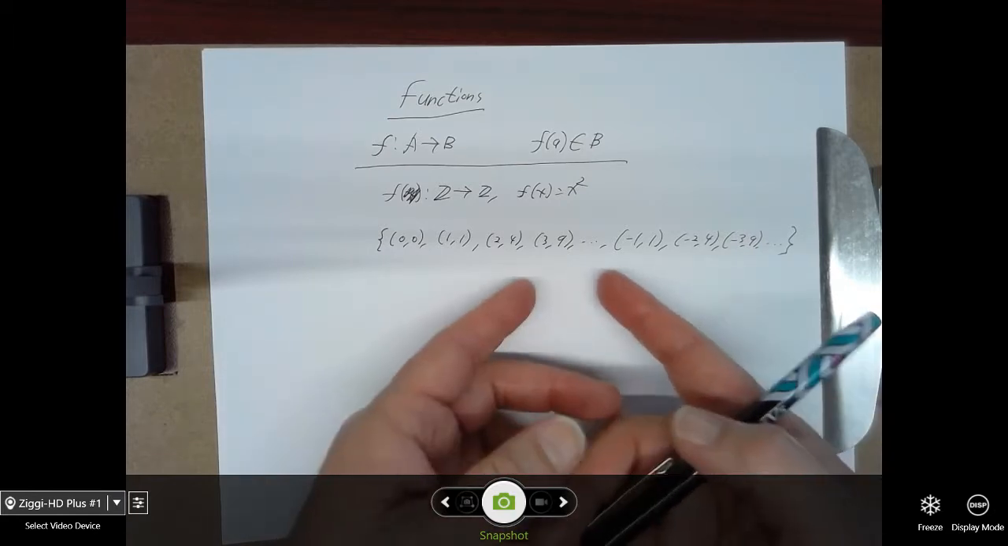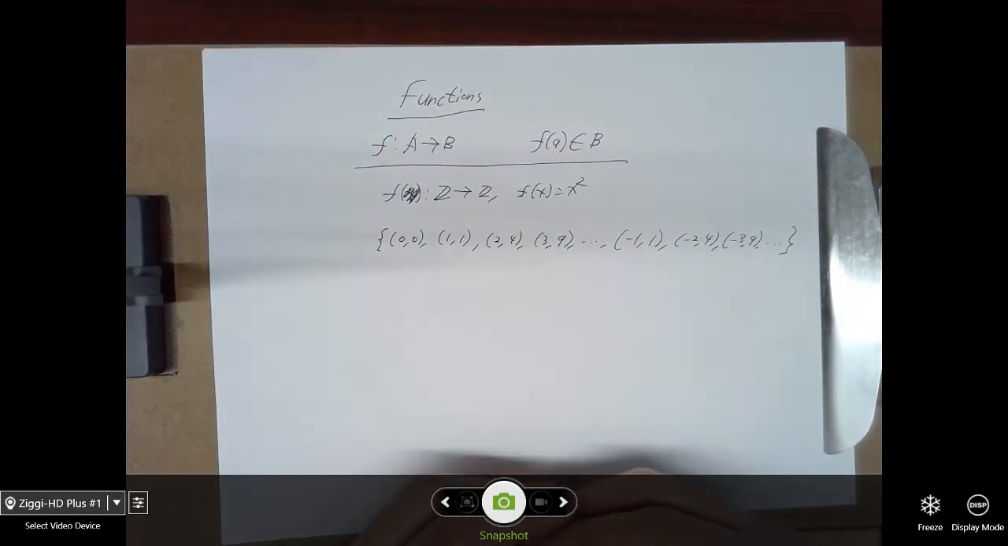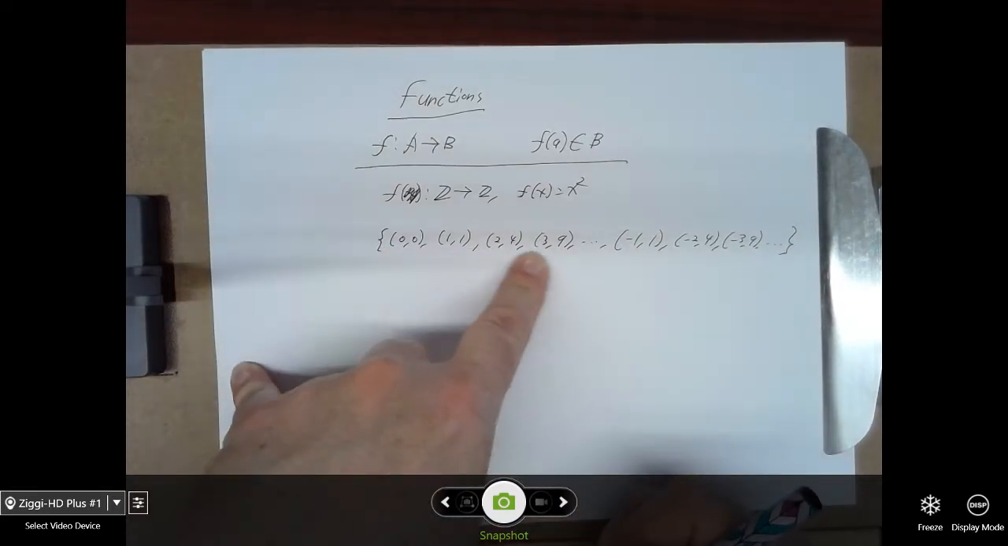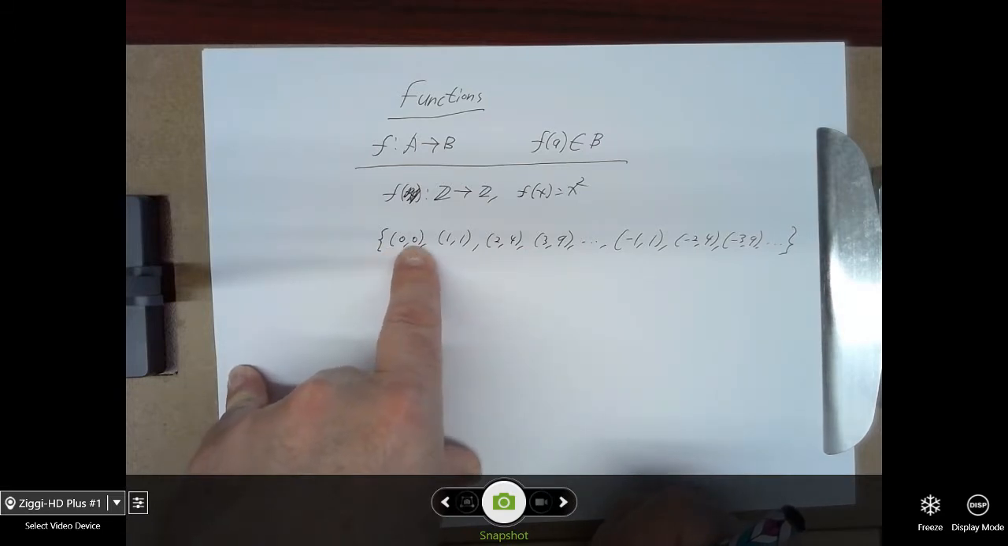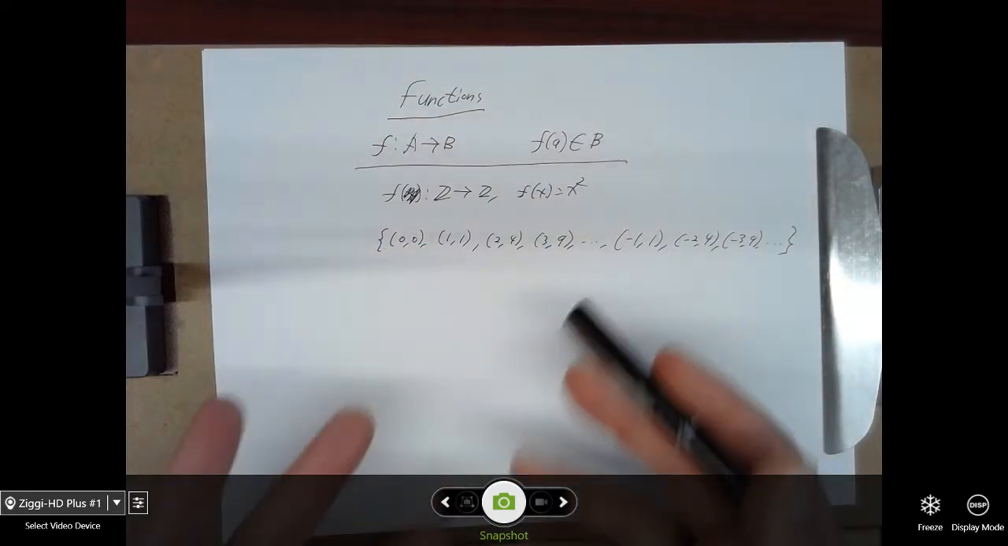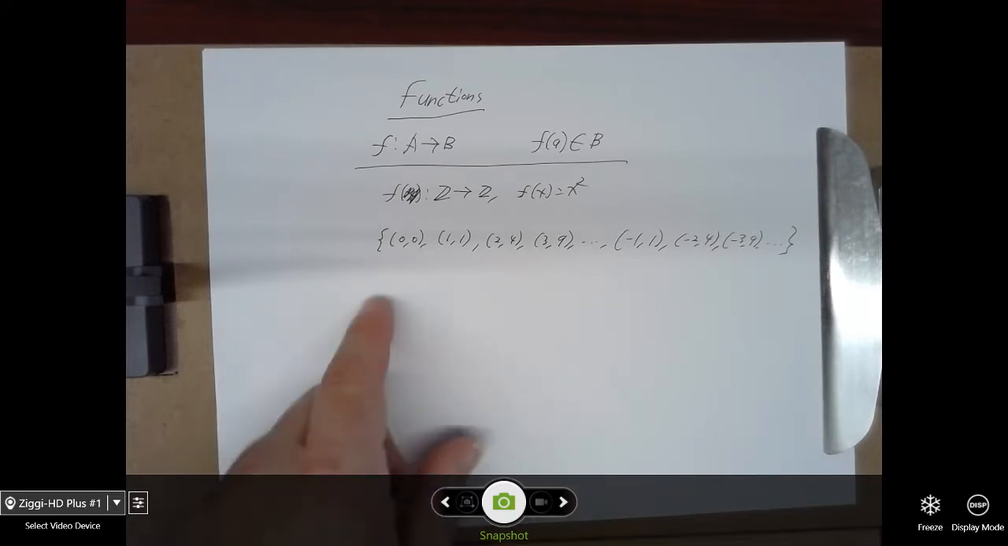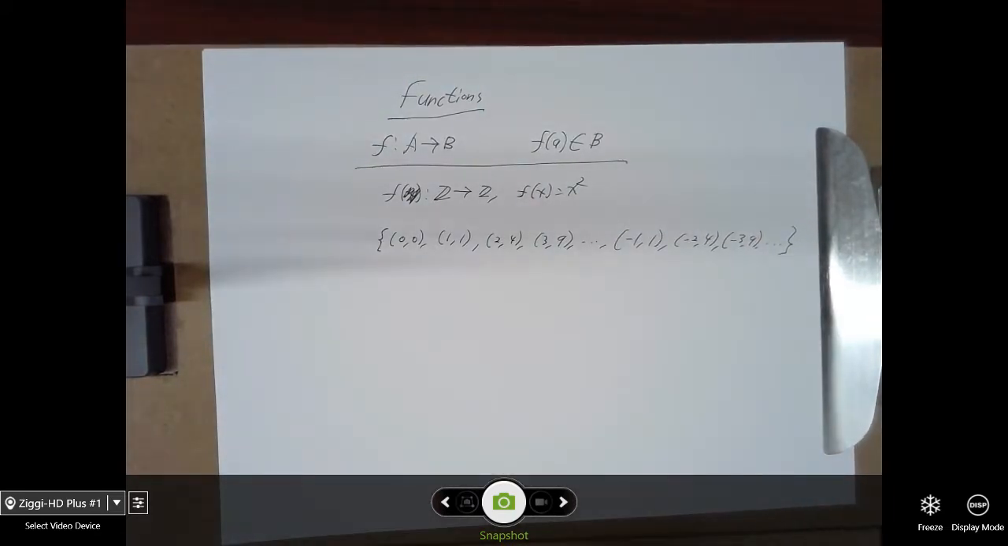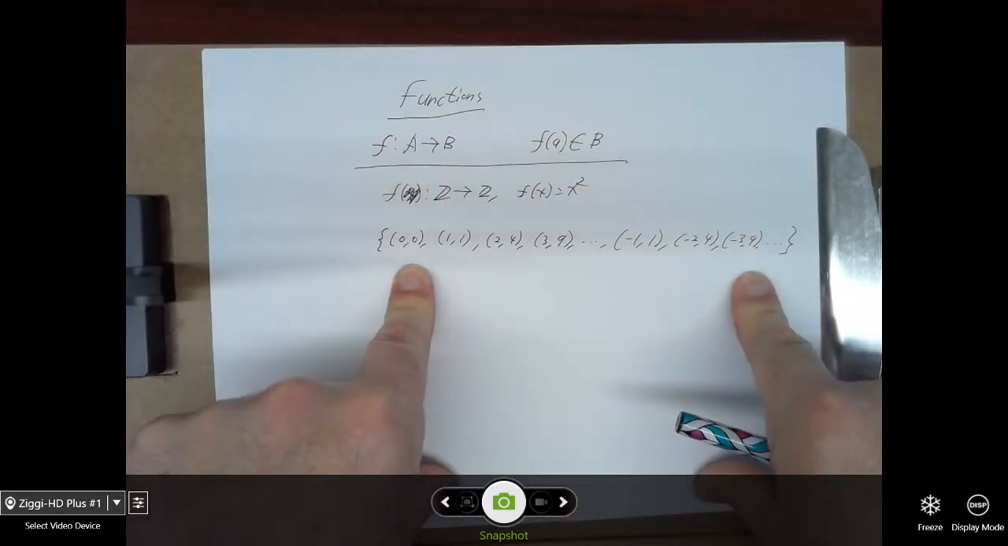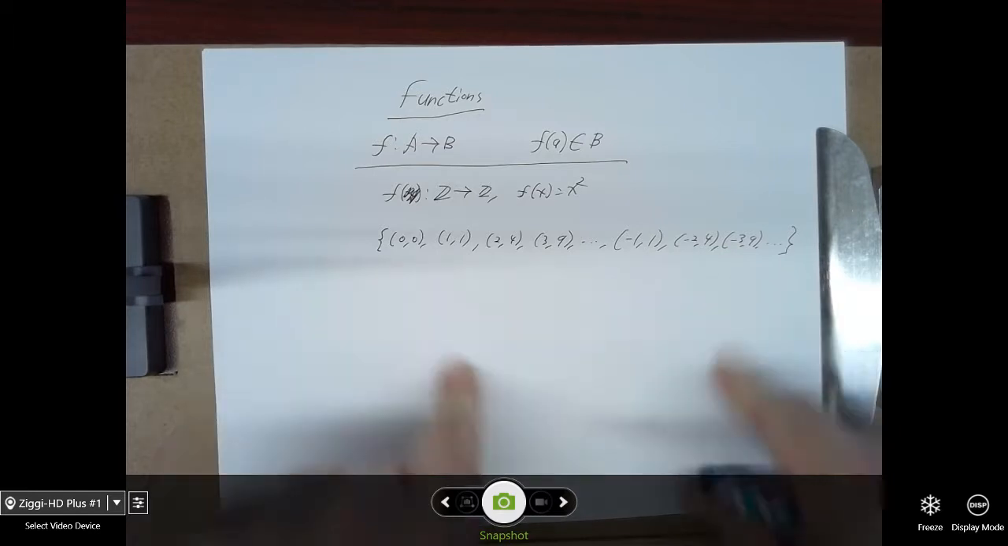Each of these things is an element of Z crossed with itself. But the way I've set this up here is that this contains all the ordered pairs where the first element is a member of Z and the second element is f of that first element. So it's the square of the first element. And so if we were graphing, this would be a set of all the points on the graph: (0, 0), (1, 1), (2, 4), (-2, 4), and so on. So in the book, there are some questions where they ask you to list the members of a function. That's a way of saying, write out the function like this. Show all the ordered pairs that correspond to the function.